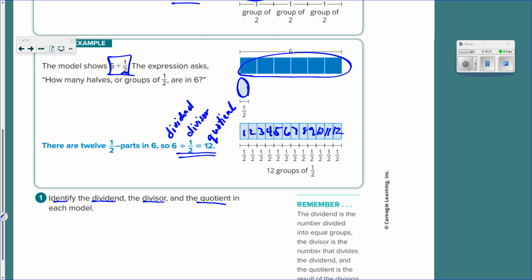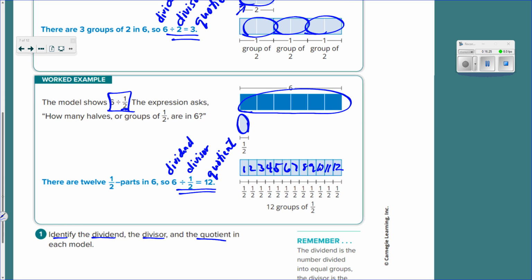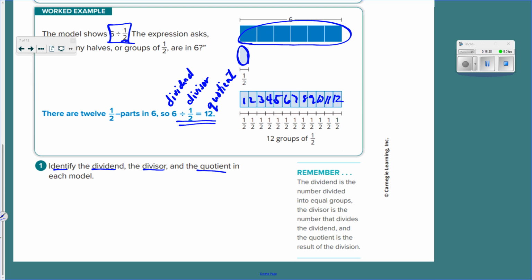Okay, so let's pull out your highlighters again, because they actually have defined all of these over here, just to make sure everybody understands what we're talking about. The dividend is the number divided into equal groups. In other words, and this is actually the first thing you need to ask yourself, especially on these word problems, the first question you should ask yourself is, what am I splitting up? That has to come first. That's my dividend. That's what's getting divided.